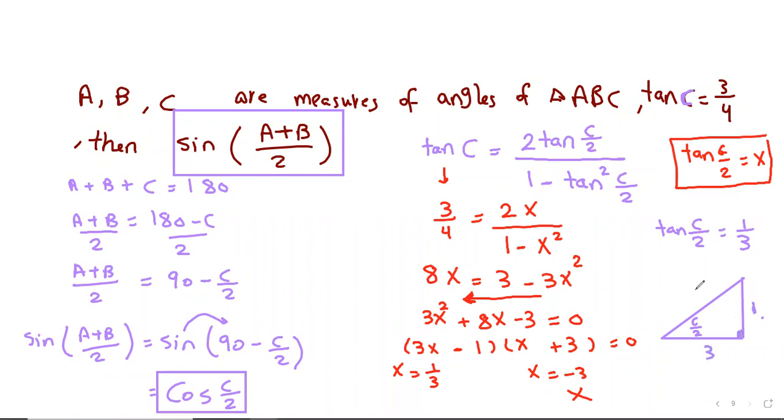How can we find the hypotenuse? By using Pythagoras, it's root 10. So we can find the cosine C over 2. Cosine is the adjacent over the hypotenuse, which is 3 over square root of 10. That's it.